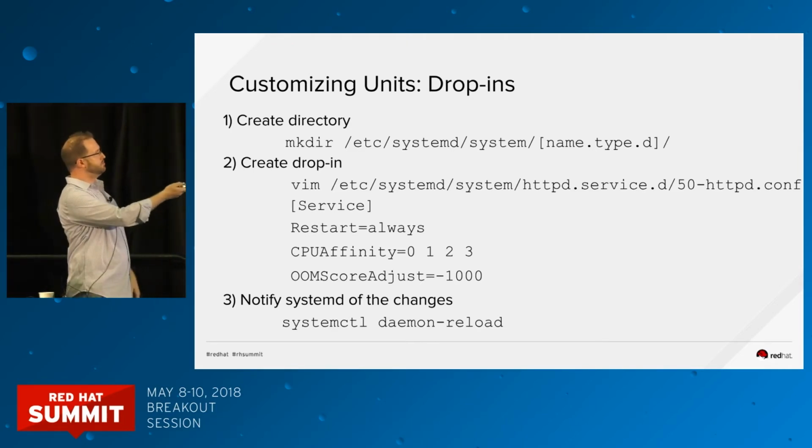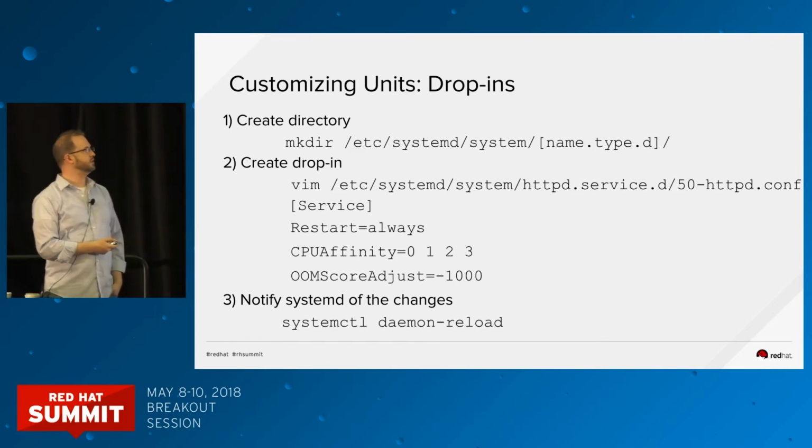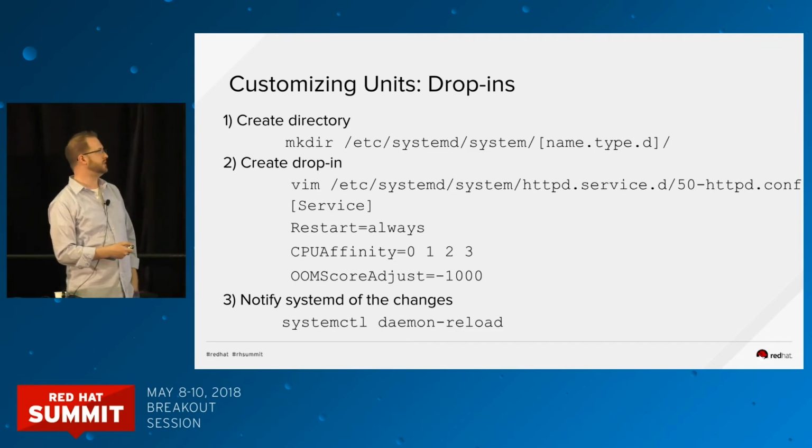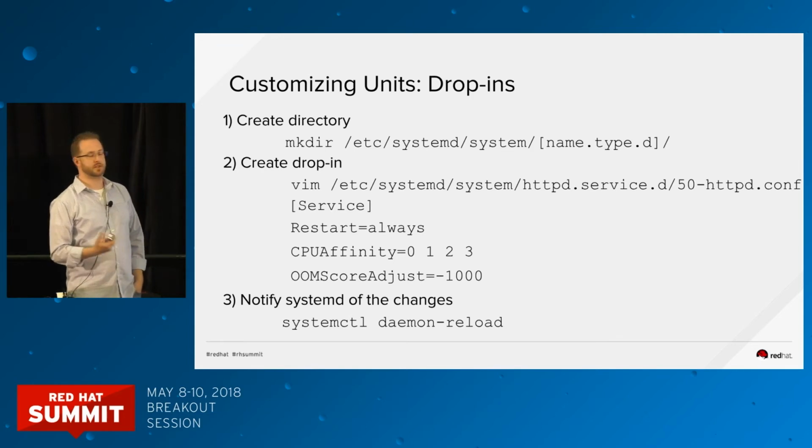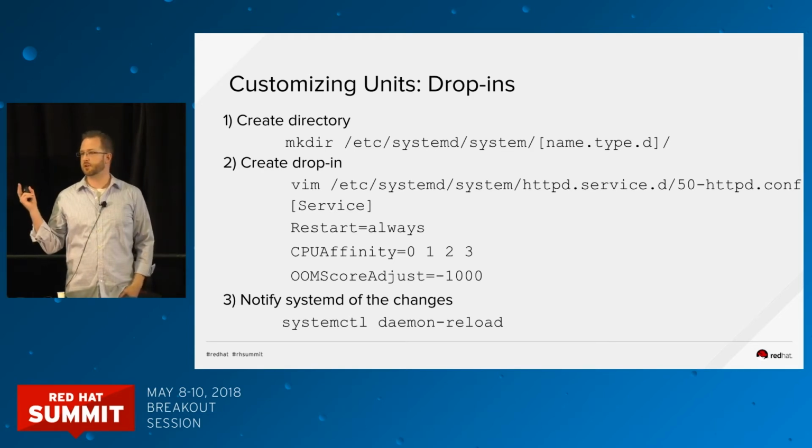So to do that, just make a directory that corresponds to the unit name. So in this example, httpd.service.d, and name the config whatever you want. And I'm going to change these properties for the Apache config, right? So what is this going to do? If it dies, it's going to automatically restart for me. How cool is that? Right?